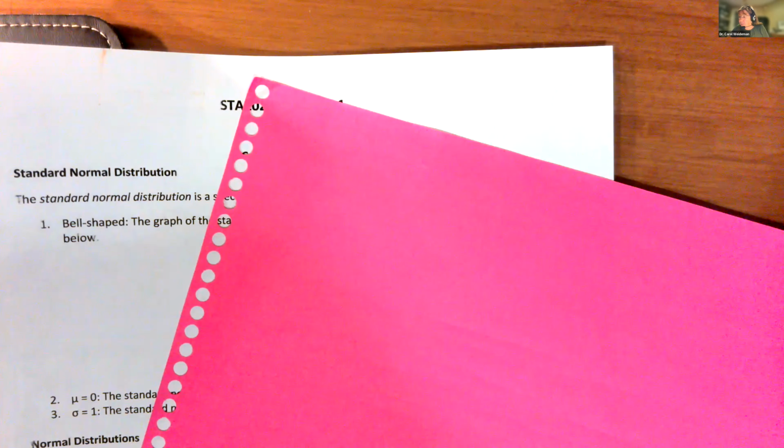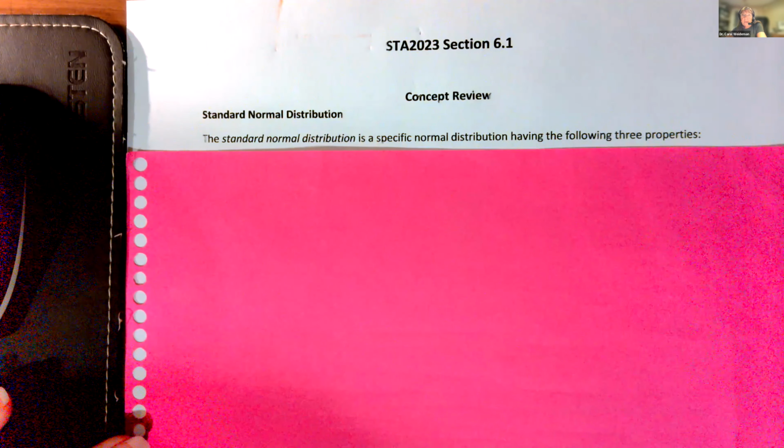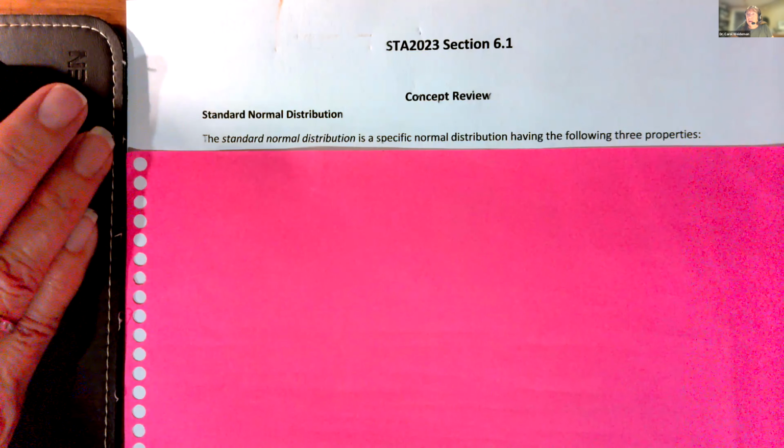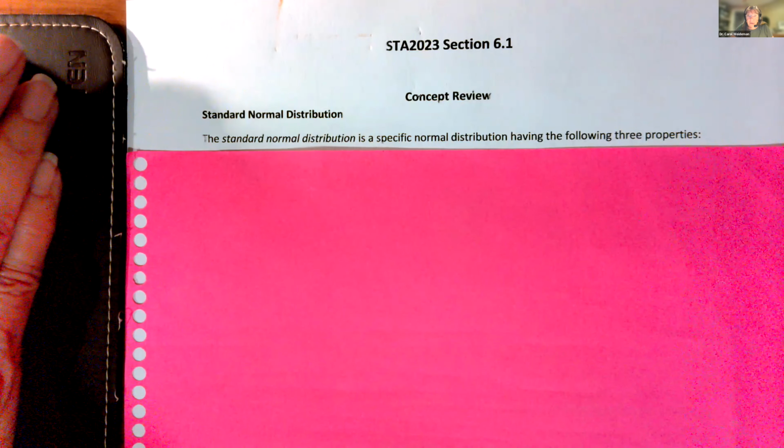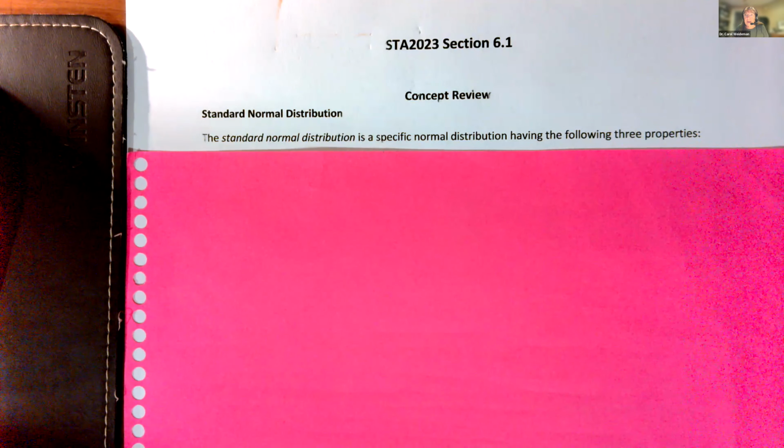And the most important one, which is probably the most important distribution that we talk about in statistics, is the normal distribution. Okay, and we can have all kinds of normal distributions. So first we're going to learn in this section about the standard normal distribution. And it has three properties.